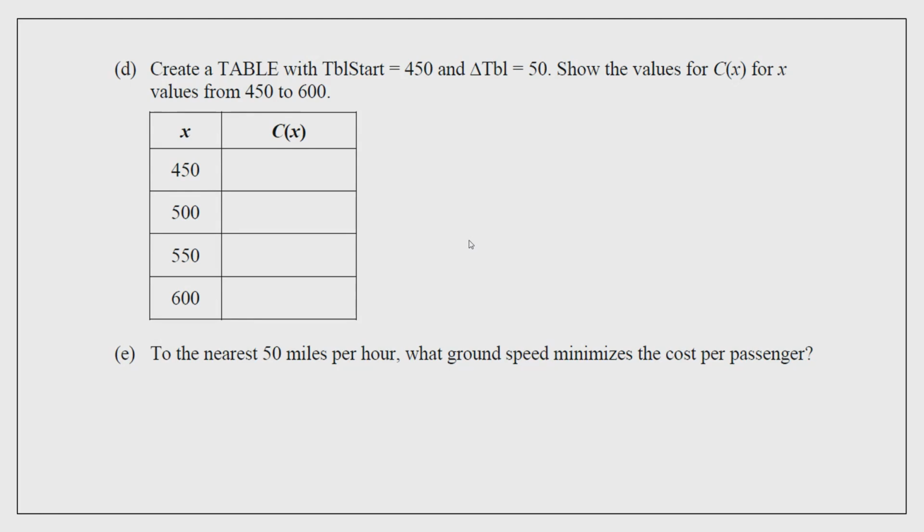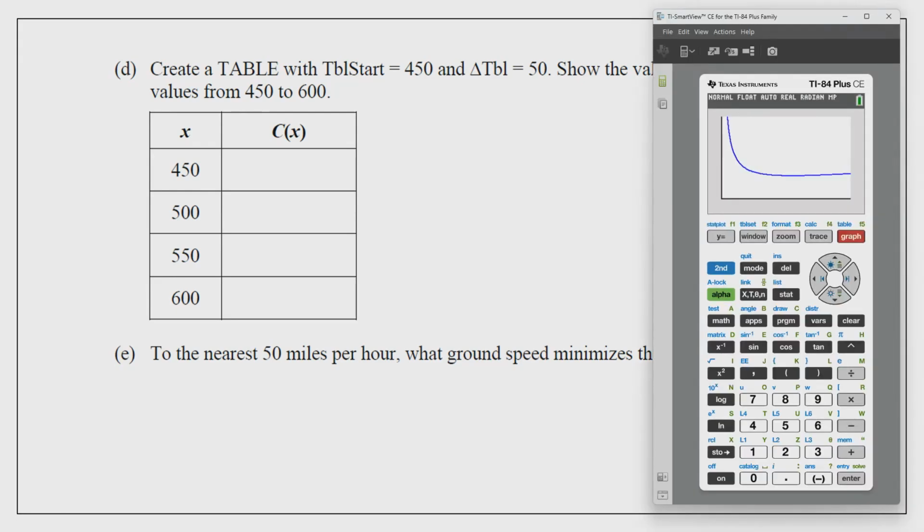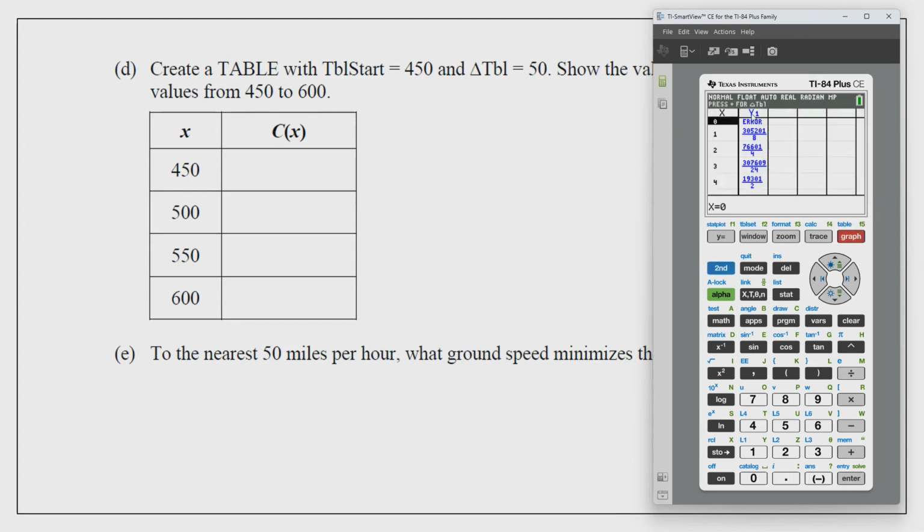Okay. So now we want to create a table with table start equaling 450. The change in the table 50, that means we want the table to go by 50, and then show the values for C of x for x values from 450 to 600. Let's go back to our calculator. So we need to go to table, which is right above graph. So I'm going to press second graph to go to my table. That's where I'm going to find all of my values.